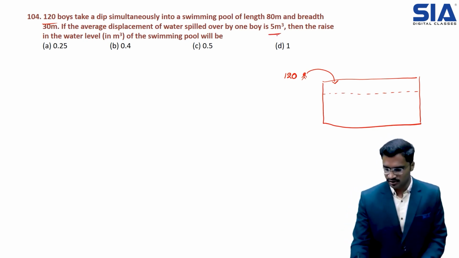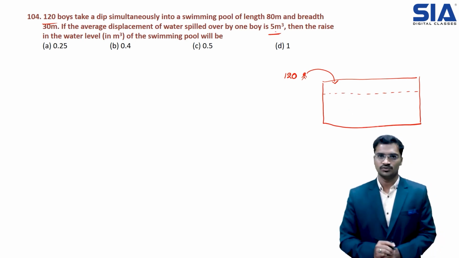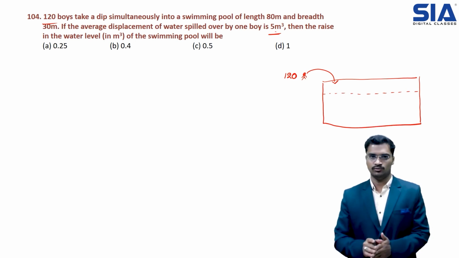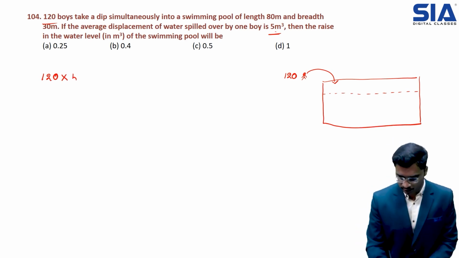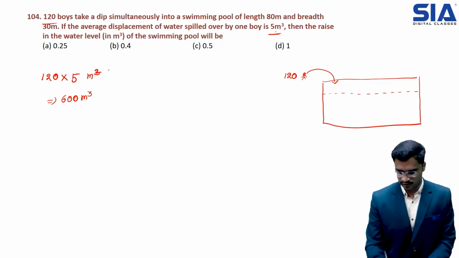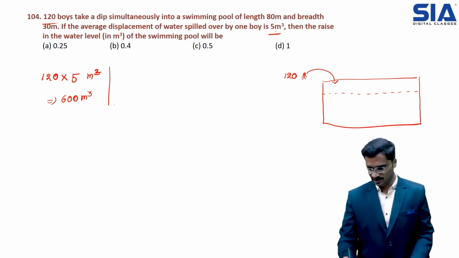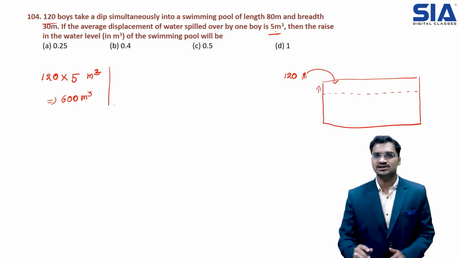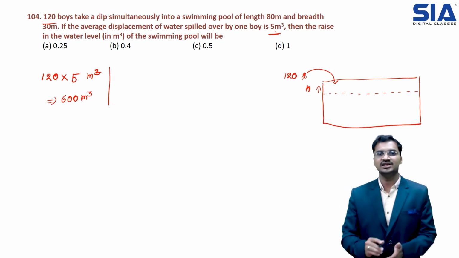Now a particular boy, one boy will be displacing 5 meter cube of volume. So if one boy is displacing 5 meter cube of volume, then 120 boys will be displacing how many meter cubes of volume, which is this one. So 120 into 5. So let us multiply this. 12 5s are 60. So the volume of displacement is 600 meter cube. This displaced volume is nothing but the rise in the swimming pool. So this volume is nothing but the increased height of the swimming pool.